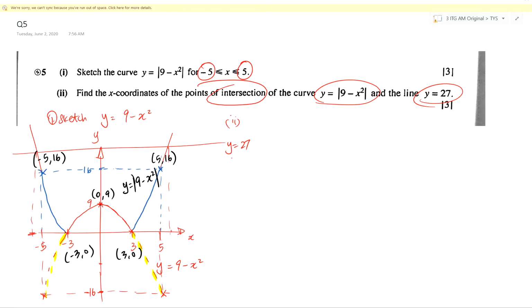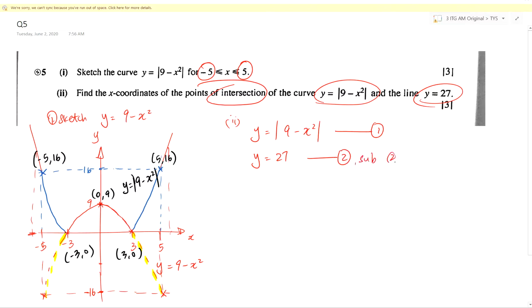So in part 2, we are actually dealing with how to solve modulus equations. They are actually simultaneous equations. The first one is y equals to modulus 9 minus x squared, equation number 1. Y equals to 27, equation number 2. Sub 2 into 1. Standard way of doing our simultaneous equation with substitution. So we have modulus 9 minus x squared equals to 27.